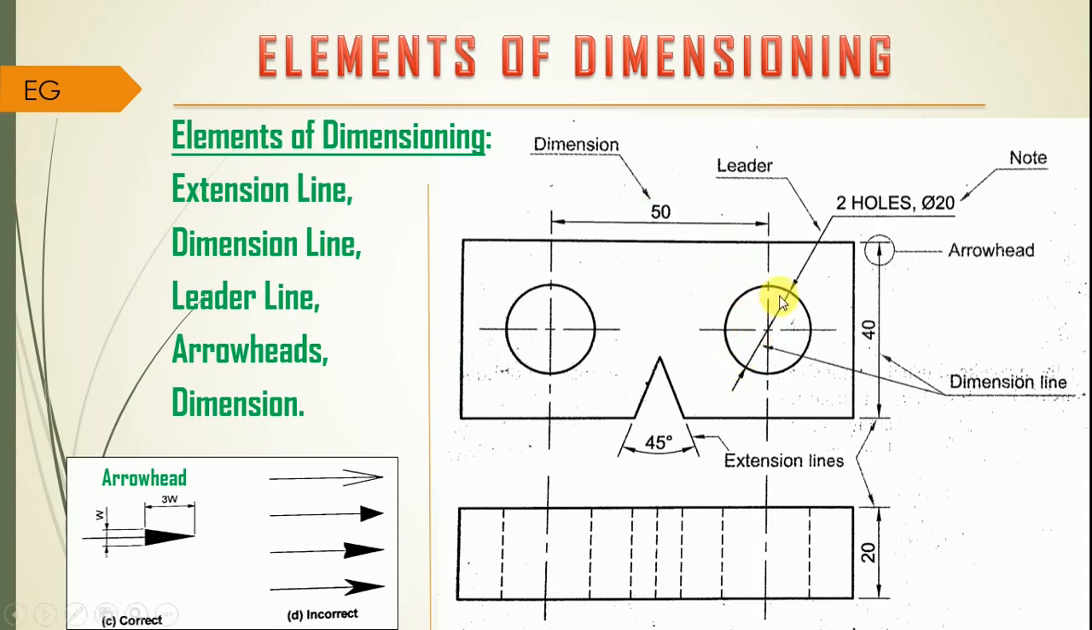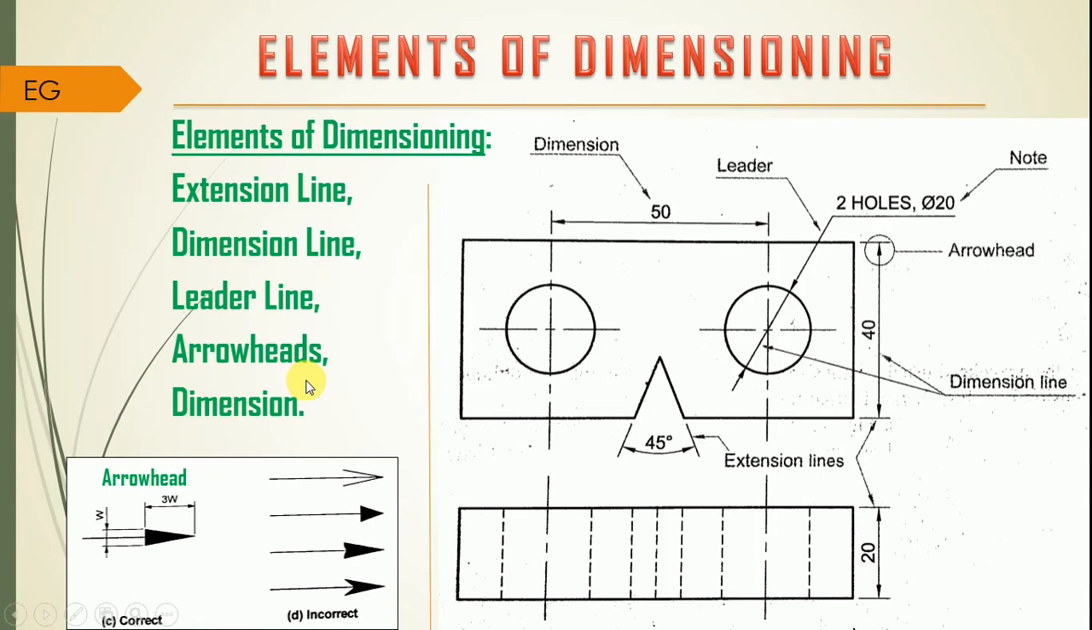So to show the diameter of a circle, we draw the dimension line which is available just inside your cylinder, and the further extension is called the leader line, where we show further details, how much the diameter of that circle is. So this inclined line is called the leader line. This is the third element of dimensioning.